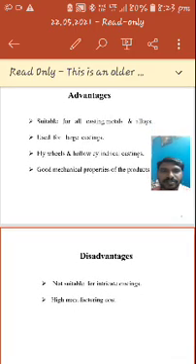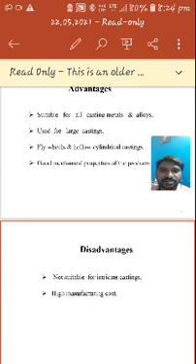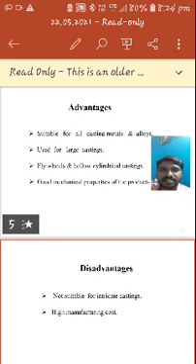A major advantage is that it is used for casting both metals as well as alloys. Generally, flywheels and hollow cylindrical castings can be produced by using centrifugal casting. So these are the advantages.